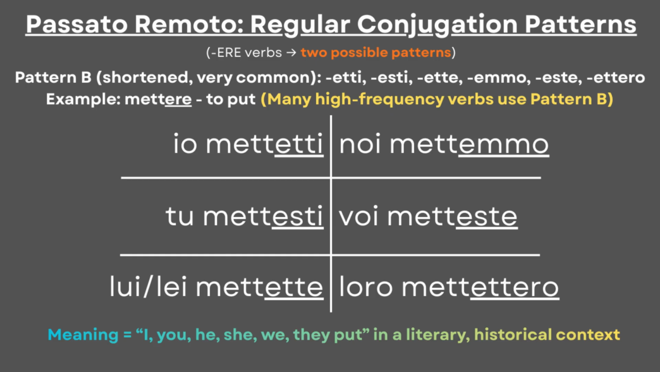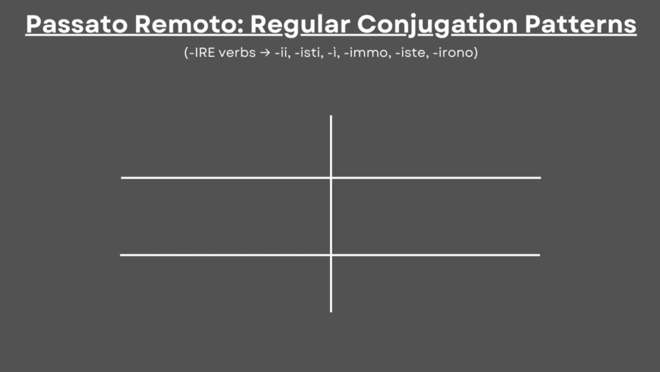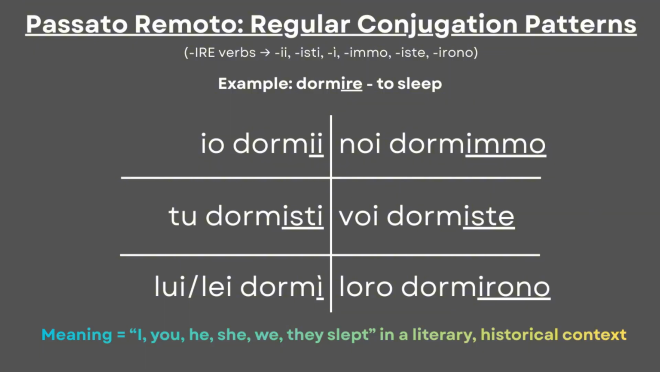At last, we can see the last category of verbs, which is ire verbs, and these have one pattern. Let's see the verb dormire, to sleep, which ends in ire. Dormii, dormisti, dormì, dormimmo, dormiste, dormirono. So, this is how regular verbs get conjugated in the passato remoto in Italian.